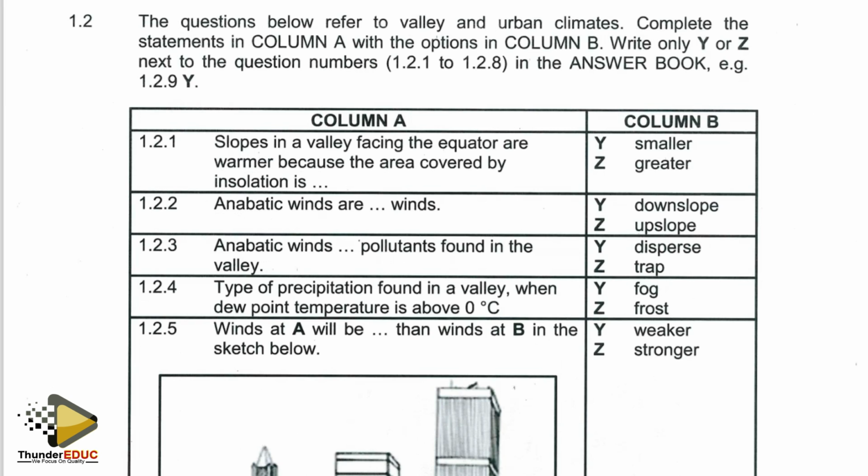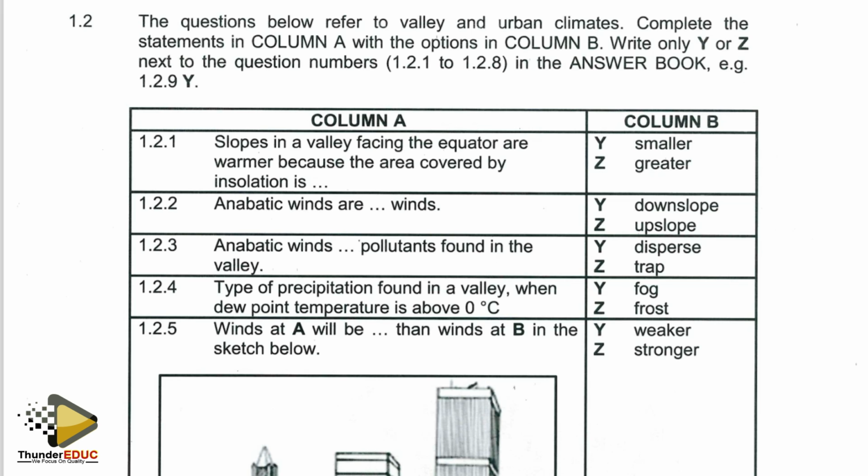Right, now let's look at the questions. We got question number 121. Slopes in a valley facing the equator are warmer because the area covered by insolation is dash, with the responses Y and Z being smaller and greater. Right, here, from the perspective of the southern hemisphere, we are referring to the north-facing slope. The north-facing slope in the southern hemisphere is the one which is facing towards the equator.